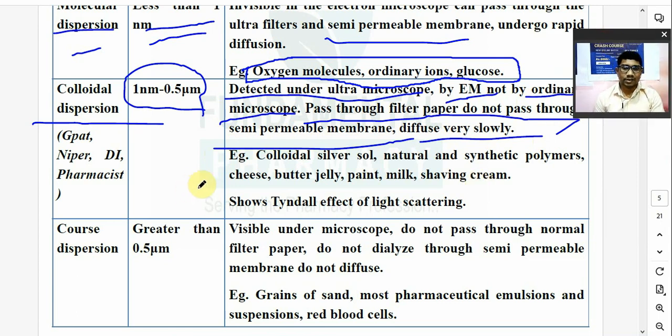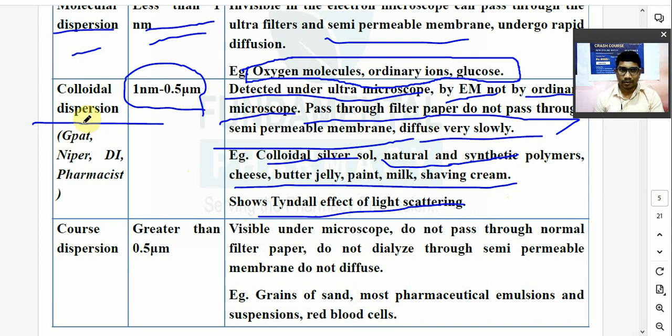Examples of colloidal dispersion: colloidal silver solution, colloidal silver salt, or natural and synthetic polymer. Cheese is also a colloidal dispersion. Butter, jelly, paint, milk, shaving cream are also colloidal dispersions. And remember, they will show the Tyndall effect of light scattering.